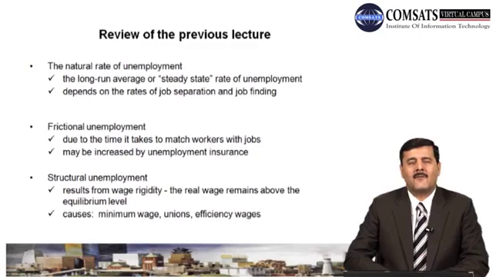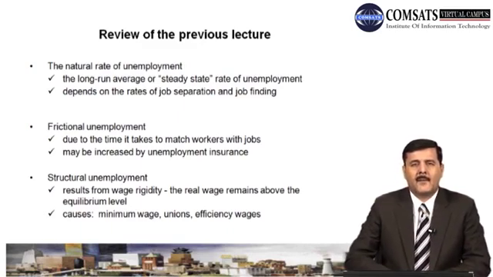S is the rate of job separation, and F is the rate at which workers find jobs. So from this you can calculate unemployment. After that we talked about when the steady state in the labor market will be, the stage when F is equal to 1, and in that case the natural rate of unemployment would be equal to 0. And then we tried to explain different kinds of unemployment.